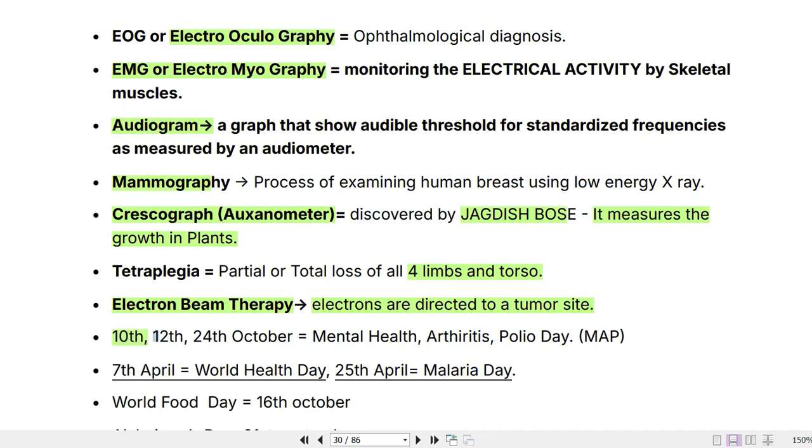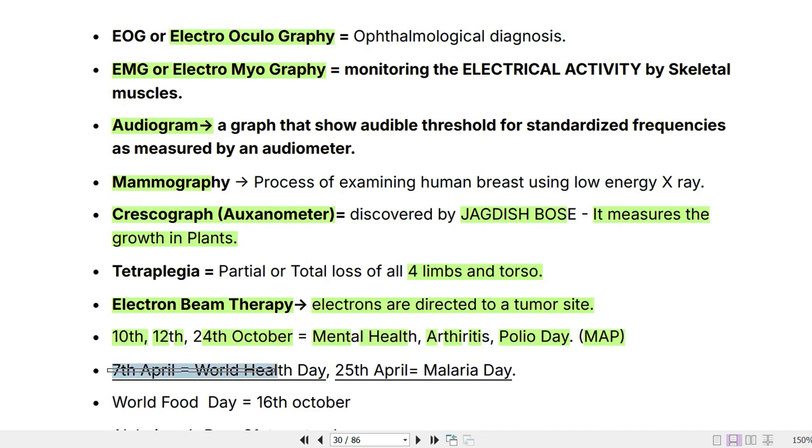Then the 10th, 12th and 24th of October. Just remember a simple mnemonic, MAP. You have to start with the 10th of October, then the 12th, and then go to the 24th. So the 10th is Mental Health Day, then Arthritis Day is the 12th of October, and the 24th of October is P, which stands for Polio Day. So mental health is the 10th of October, arthritis day is the 12th of October, and polio day is the 24th of October.